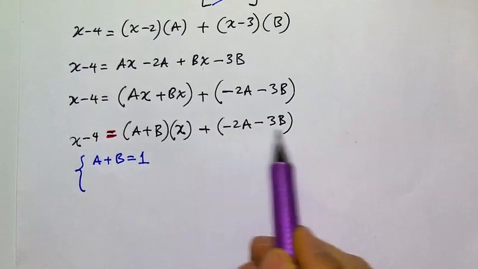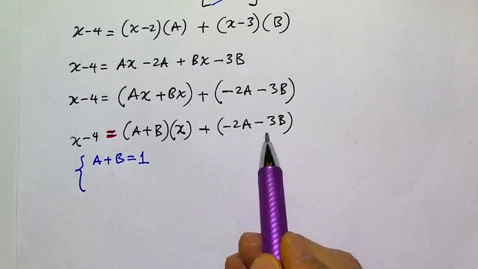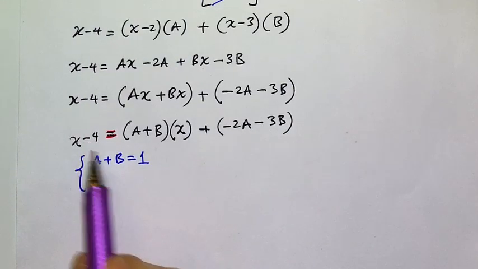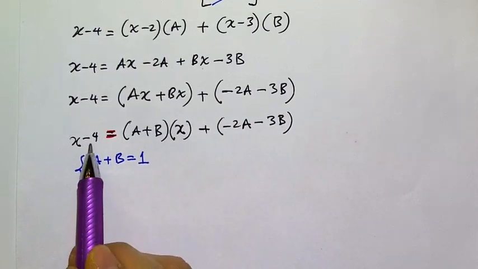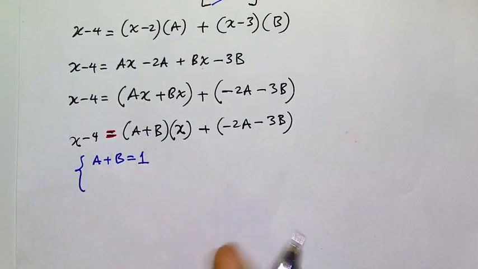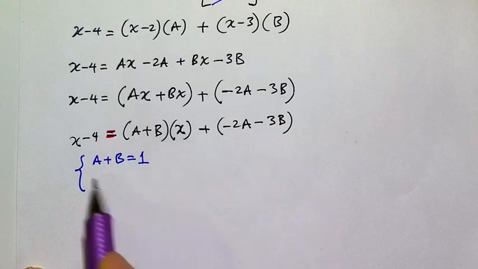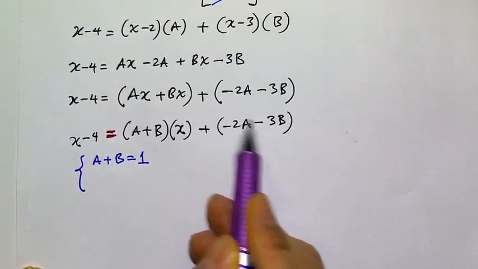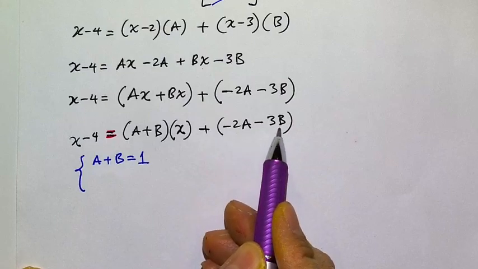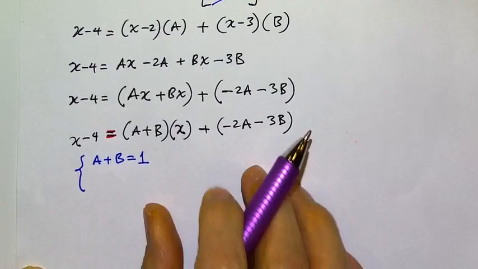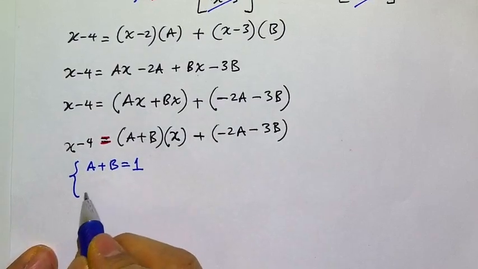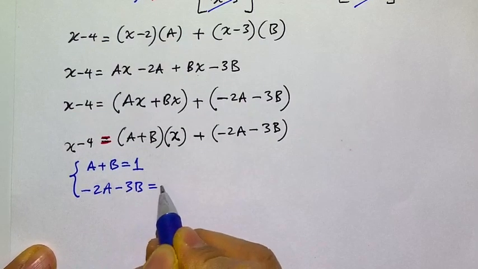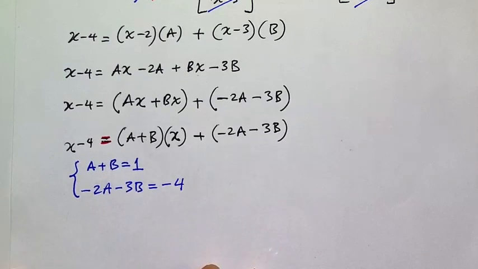Now, what about this constant? Now, this group must be equal to negative 4. Do you see that? Do you see why? So if this is different than negative 4, then the left and the right cannot be equal. So for this side to be equal to that side, all of this, minus 2a minus 3b, should add up to minus 4. So let's write that down as well. Minus 2a minus 3b must be equal to minus 4.